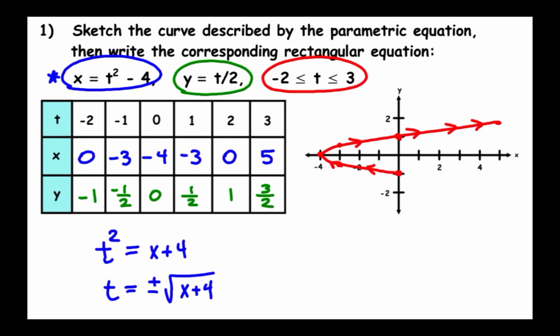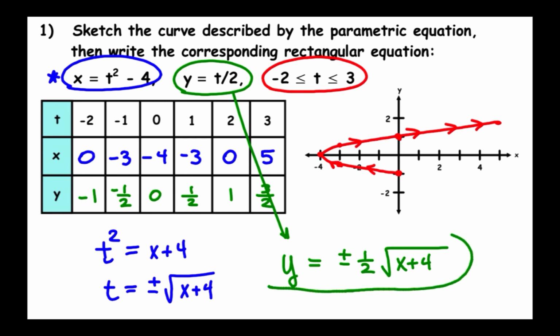Okay, so there's that. Now switching over here to green, I've got my y equals t over 2, so I just simply take the t that I have, which is the plus or minus square root of x plus 4, and I'll just put a 2 on the bottom, or if I prefer, I can put a 1/2 in front. It means the same thing. And that'll be the answer in rectangular form. So it's a rectangular equation. Notice that the t has been removed. The parameter has been removed. So that's example number 1.